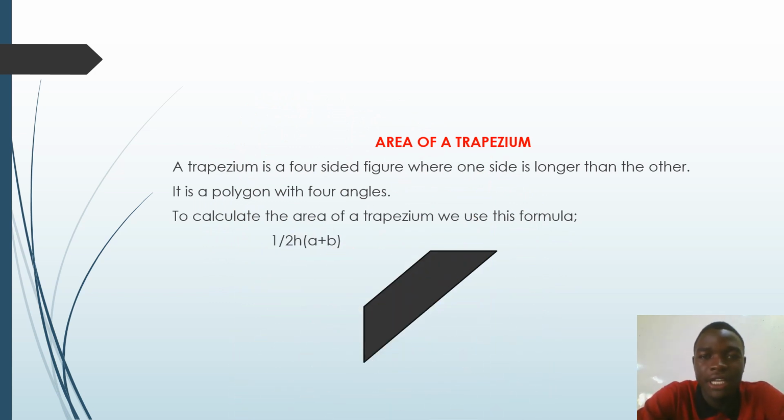Okay, we are now going to look at the area of a trapezium. First of all, we're going to check what a trapezium is. A trapezium is a four-sided figure where one side is longer than the other, and it is a polygon with 4 angles. To calculate the area of a trapezium, we use this formula: half times h into a plus b, where a and b are the lengths of the parallel sides, and h is the height of the trapezium. So now you can calculate the area of a trapezium.